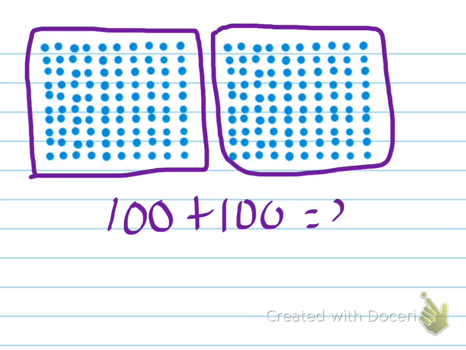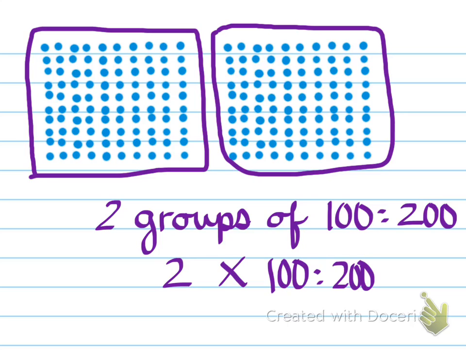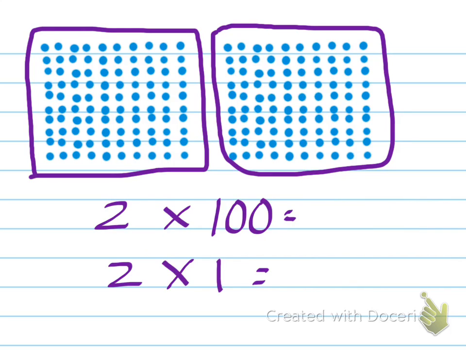Now when you see these arrays, I'm sure you see the addition sentence, 100 plus 100 equals 200. Again, everything I'm sure you already know. And our multiplication sentence would be 2 groups of 100 equals 200, or 2 times 100 equals 200. Now, when you see 2 times 100, I really want you to think 2 times 1 equals 2, and then you are just bringing down those 2 zeros.